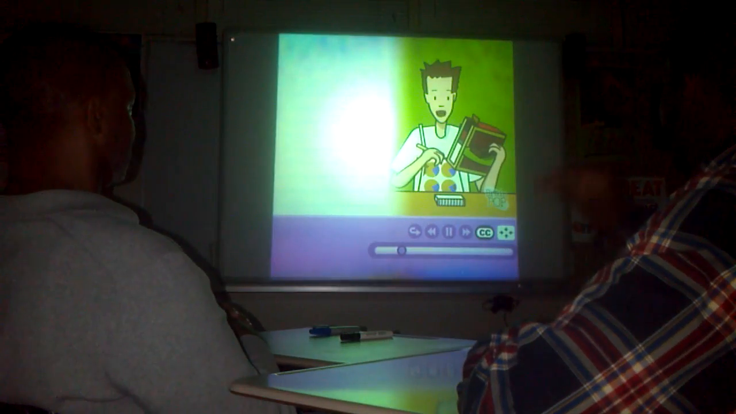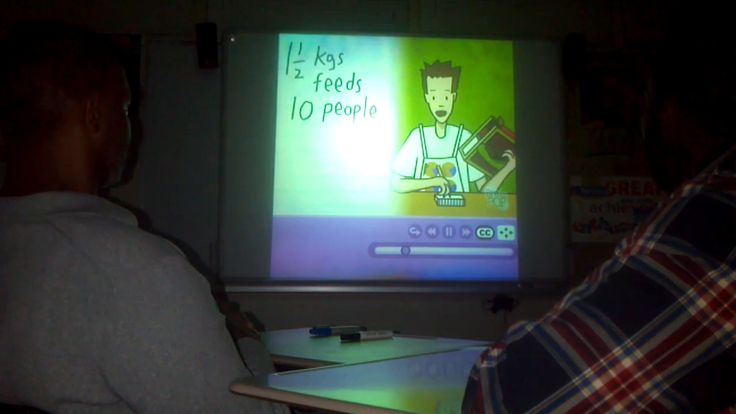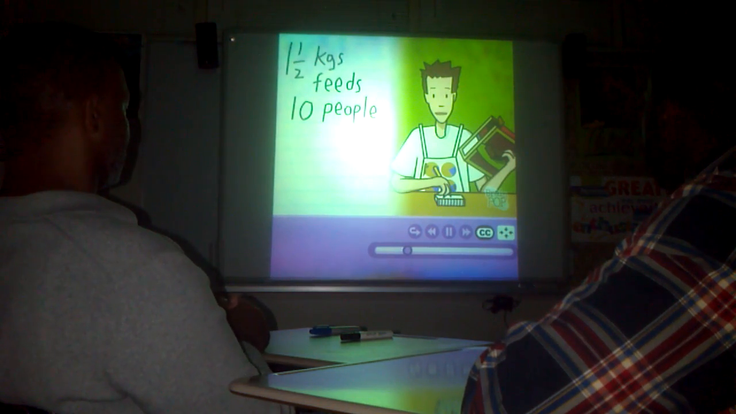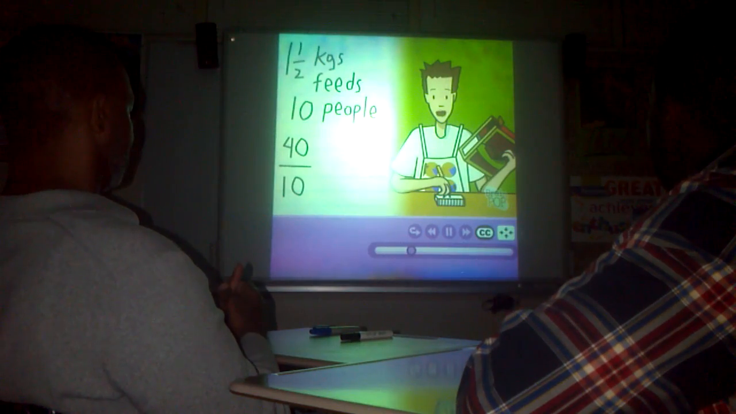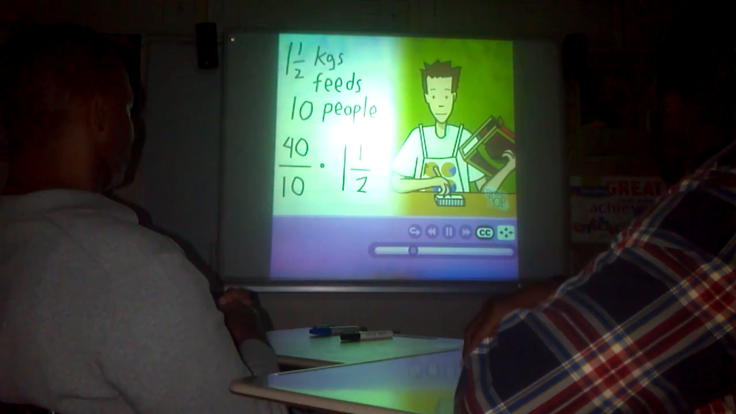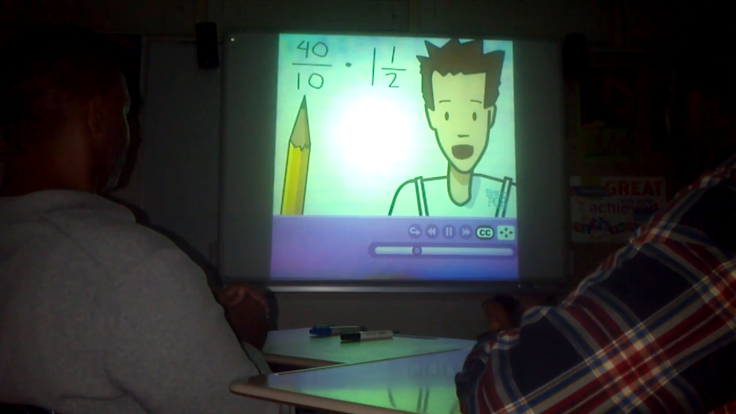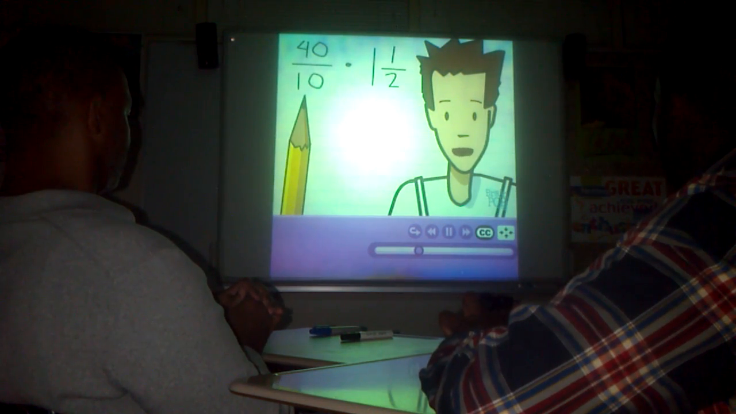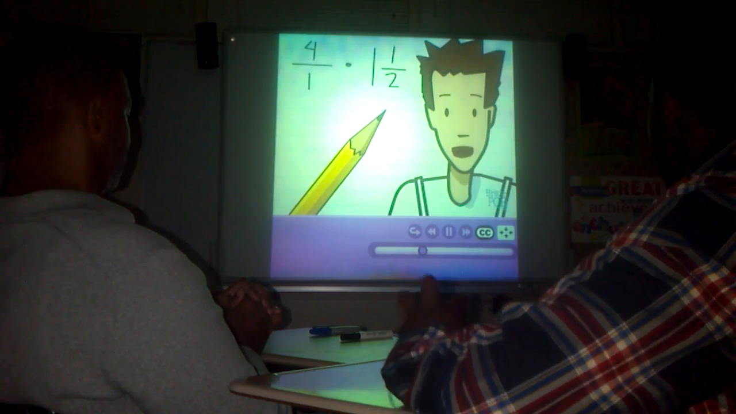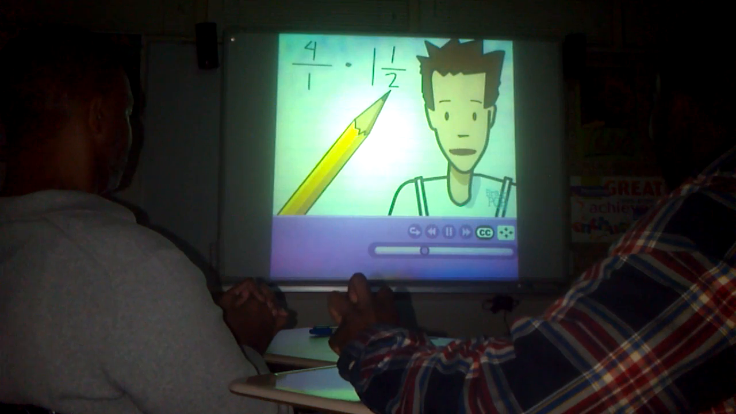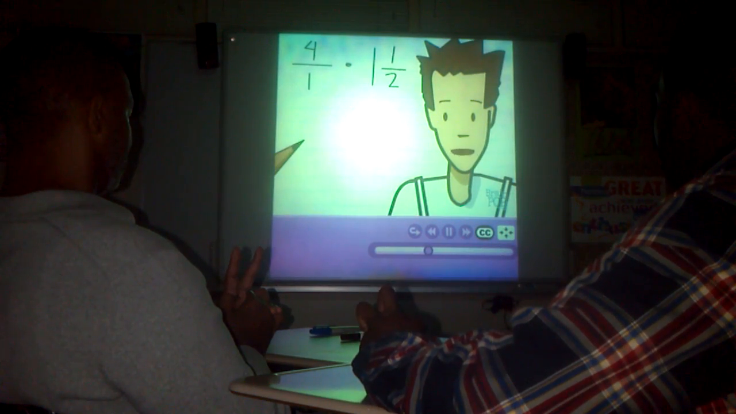Well, 1 1/2 kilograms of brownie mix will make enough brownies for 10 people. So, how many kilos of that mix will we need for 40 people? 40 tenths times 1 1/2. We can reduce that first part to make it easier. 40 divided by 10 is the same as 4 over 1. Let's get that 1 1/2 out of its mixed number form. 1 times 2 halves equals 2 halves, plus 1/2 is 3 halves.